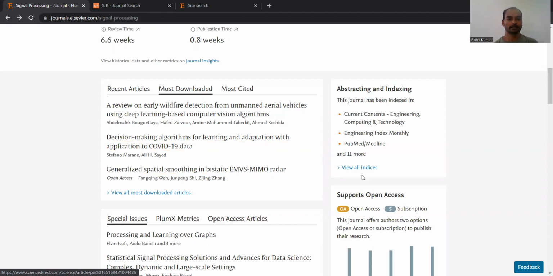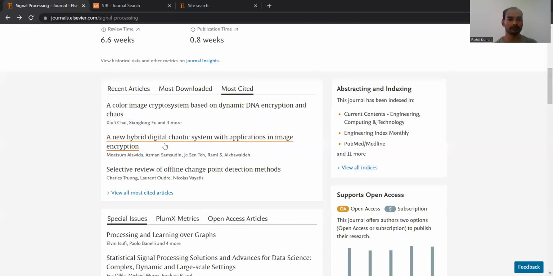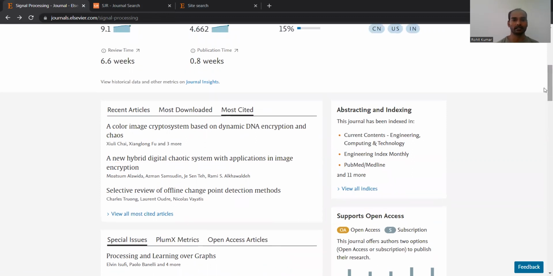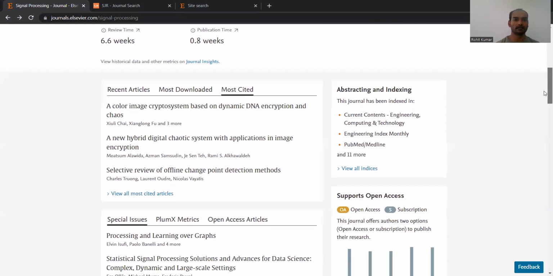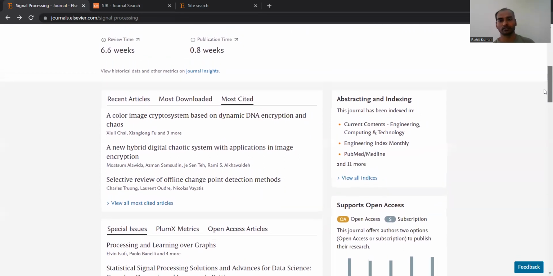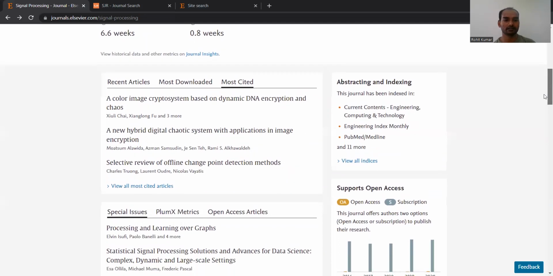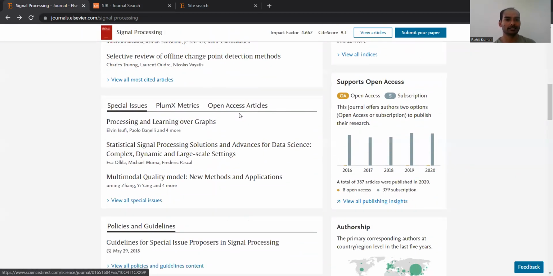Okay, then going to the most cited ones, here you have the color image cryptographic system based on dynamic DNA encryption, then the hybrid digital chaotic system with applications in image encryption, so security, and then the selective review of offline change point detection methods. So detection, mitigation, and encryption, security, etc. These are all the focus of the writers, because they are ultimately citing these works. So you can see which key things writers are focusing on.